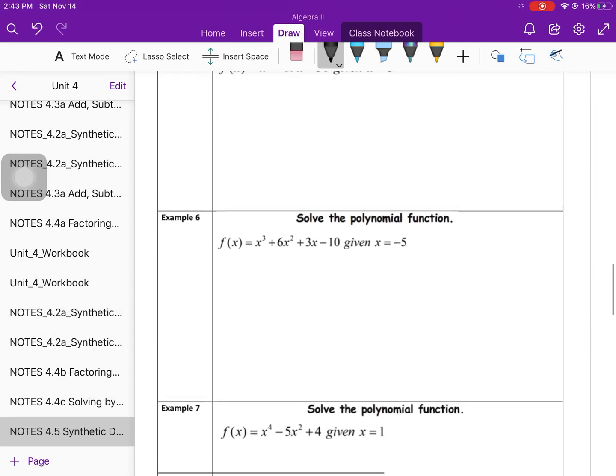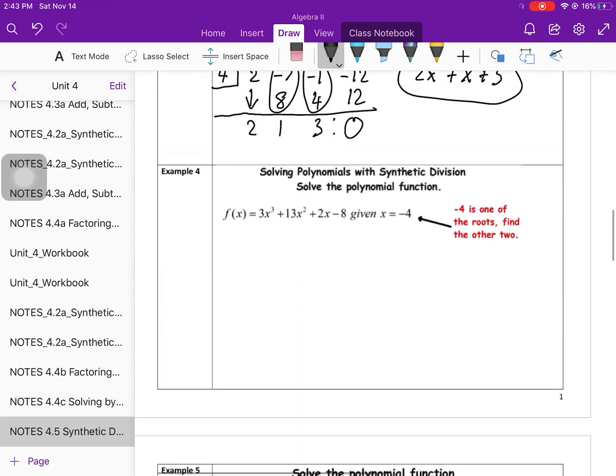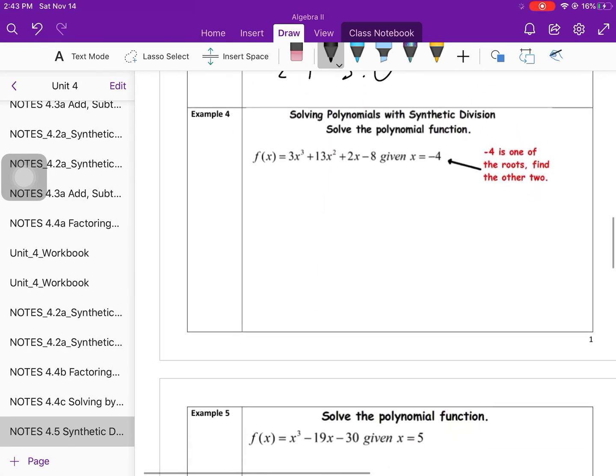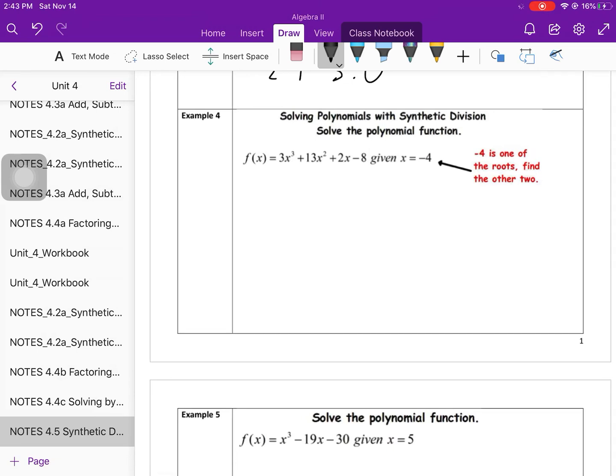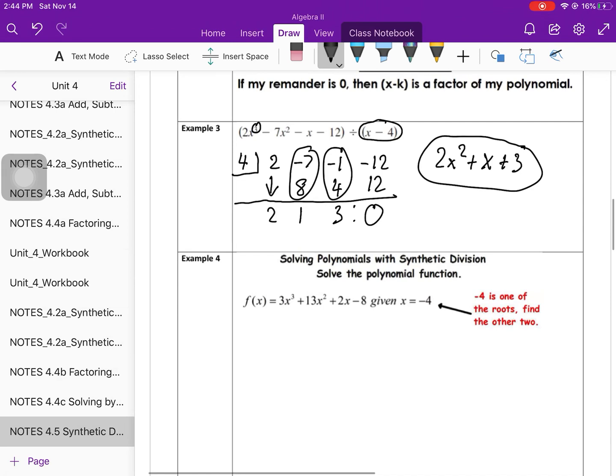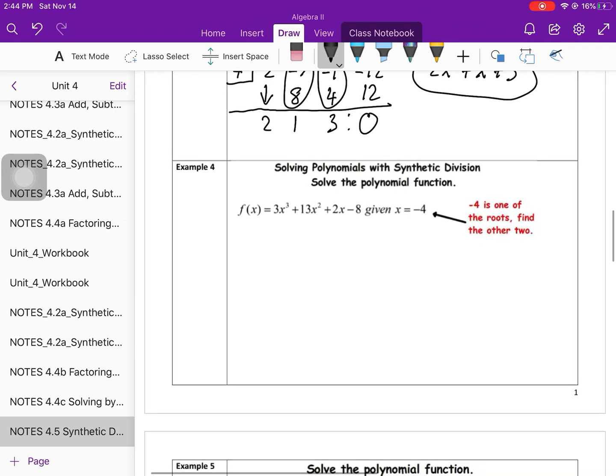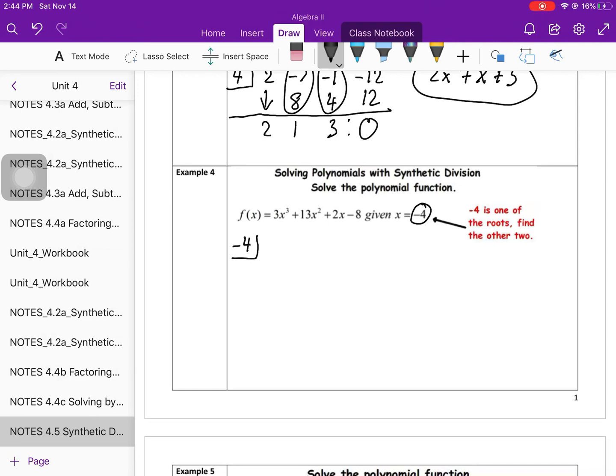Okay, I'm going to do a couple more here. Number 4 says solve the polynomial with synthetic division. Given that x equals -4, that tells us that -4 is a solution to this problem. So just like with the last one where it was dividing x minus 4, this time though we're going to follow the directions because it tells us exactly what x has to equal. That's one of the roots to this polynomial, one of the solutions. So we are actually going to use -4 this time. We're not going to do the opposite since it told us x equals.